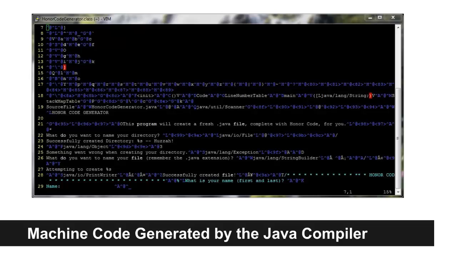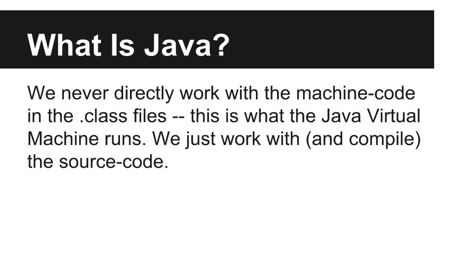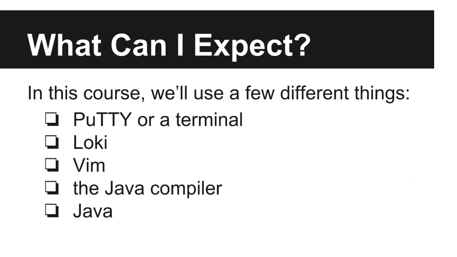Machine code looks sort of like this. That is to say, it's not very much fun to work with. But this is the only way that your programs can run, and we get to this by compiling. I'll show you more about what that looks like in just a second. Now, we never work directly with the machine code class files. This is what our Java virtual machine runs. We only work with the source code and then create the machine code from that automatically using the compiler.